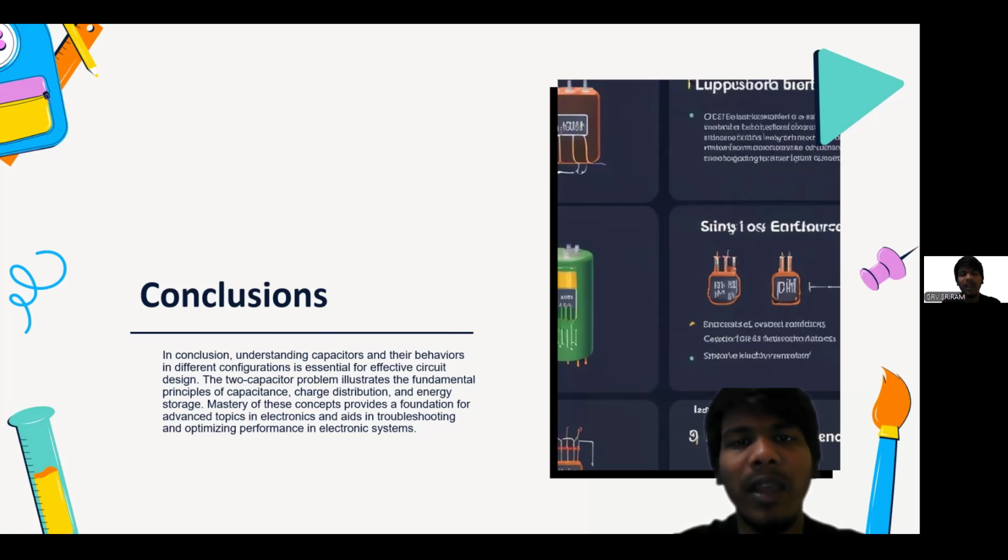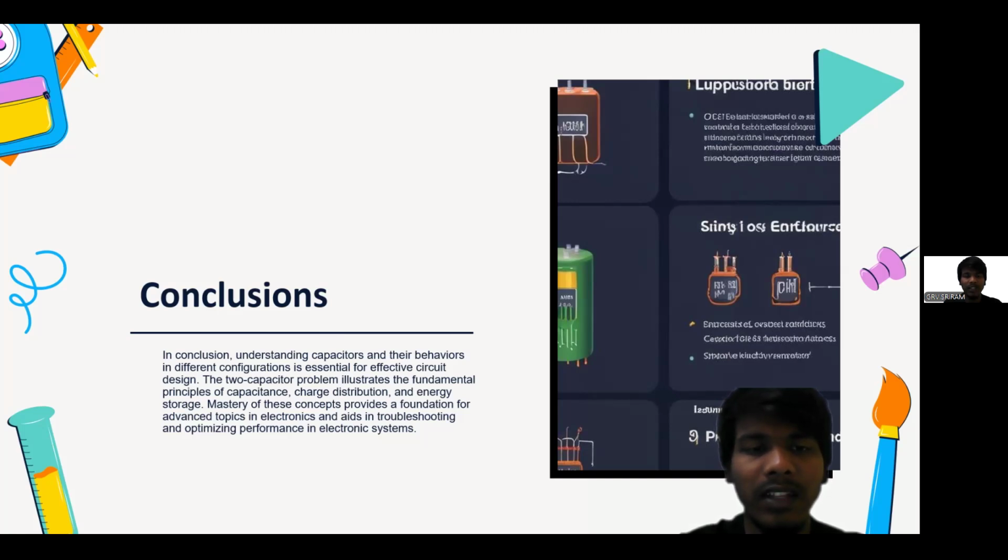Next one, types of capacitors. There are various types of capacitors, including ceramic, electrolytic, tantalum, film, and supercapacitors, each with unique characteristics suited for specific applications. Capacitance. The capacitance of a capacitor is measured in farads, F. It determines how much charge it can store. Factors influencing a capacitor's capacitance include the surface area of the plates, the distance between them, and the dielectric material used.